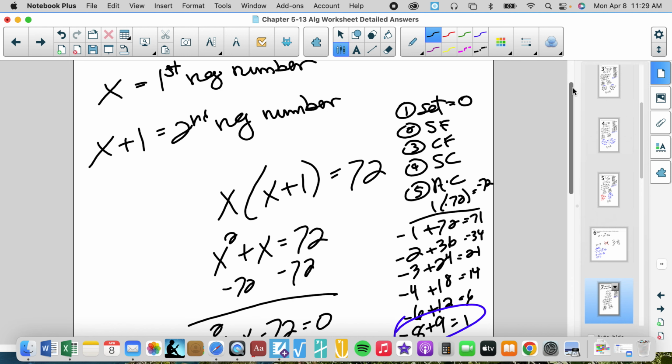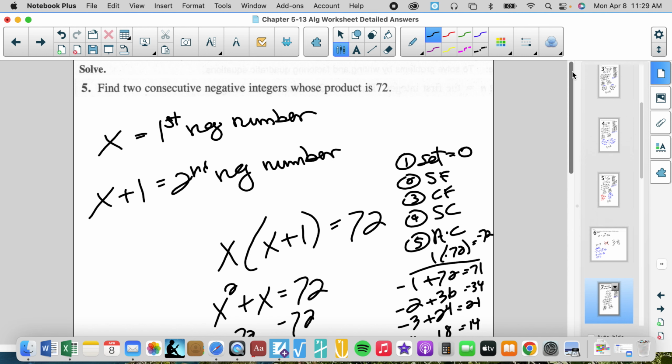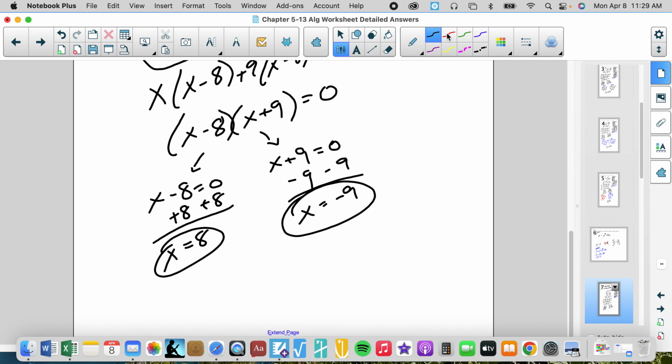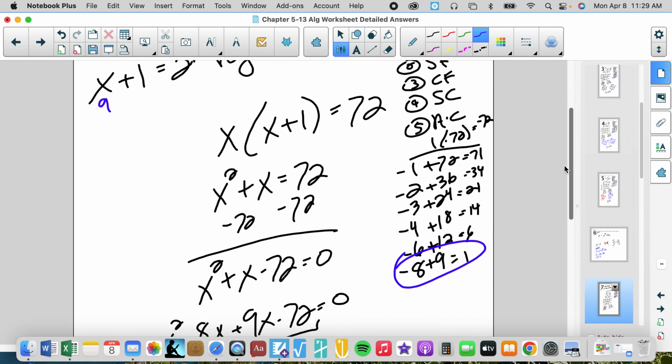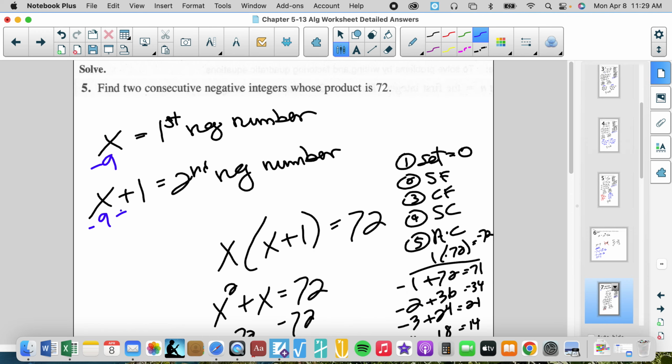Now, those are my two possible. Find two consecutive negative integers. Well, 8 is not a negative number. So that's not going to be the answer. So x equals 9. So if x equals 9, and then, oh, excuse me, negative 9, then my other number would be negative 8. So the two consecutive negative integers are negative 9 and negative 8. So that's how we would write it.